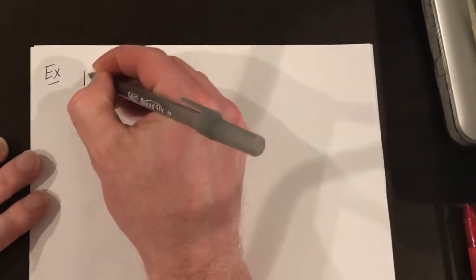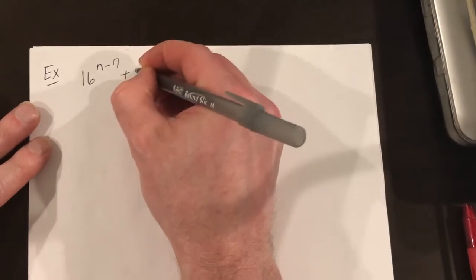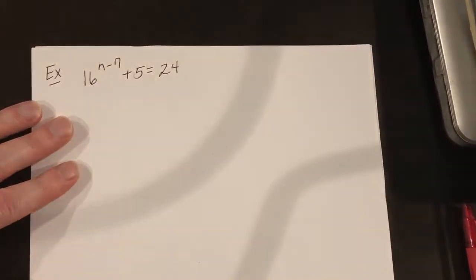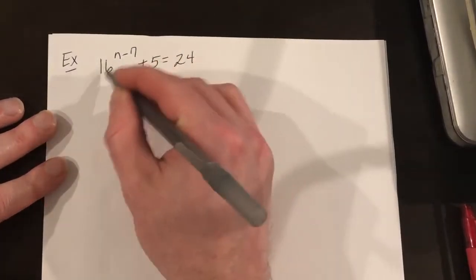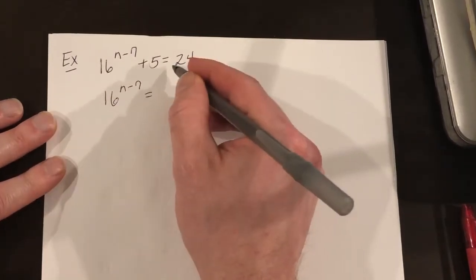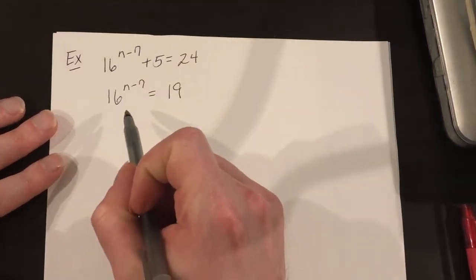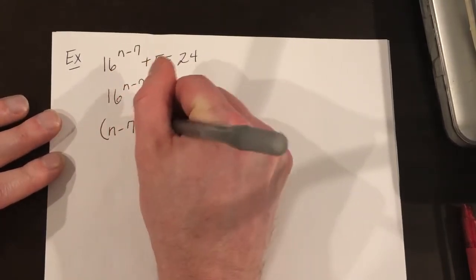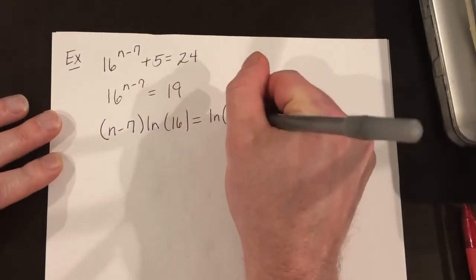Okay, so we got 16 to the n minus 7 power plus 5 is equal to 24. So our first step in this equation is we're going to subtract 5 from both sides because we have to isolate the exponential. 24 minus 5 should give you 19. Now, once we've isolated the exponential, we have to natural log both sides. So n minus 7, natural log of 16, is equal to natural log of 19.